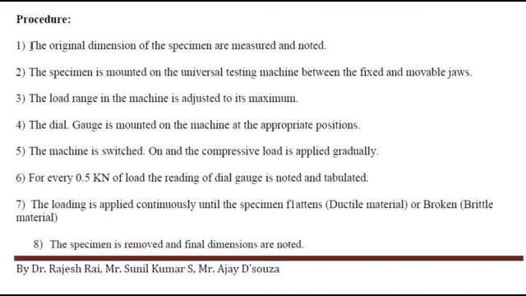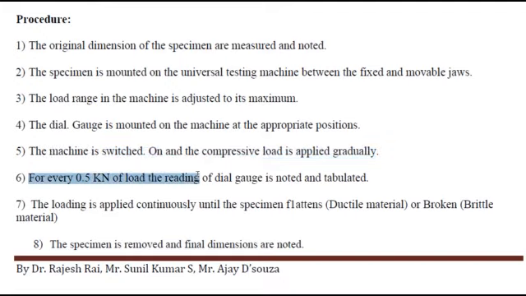What is the procedure? We have to note down the original dimensions of the specimen: original length, original cross-sectional area. After compression, what happens? Length will be decreased, area will be increased. The specimen is mounted on the UTM between two fixed and movable jaws. The load range on the machine is adjusted to maximum. The dial is mounted on the machine at appropriate positions. The machine is switched on and compressive load is applied gradually.